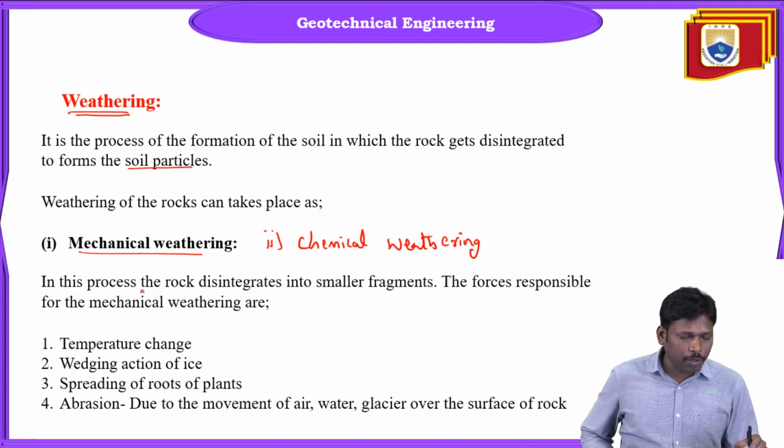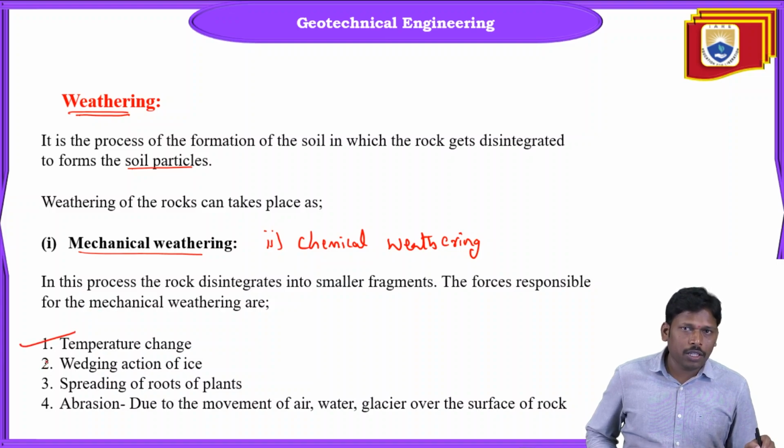In the process of mechanical weathering, the rock will disintegrate into smaller fragments, and the forces responsible for mechanical weathering are temperature changes. Due to sudden changes in temperature, some disintegration of the existing rock will occur. Other forces are the wedging action of ice, spreading of the roots of plants, and abrasion, which is due to the movement of air, water, and glaciers over the surface of the rock.